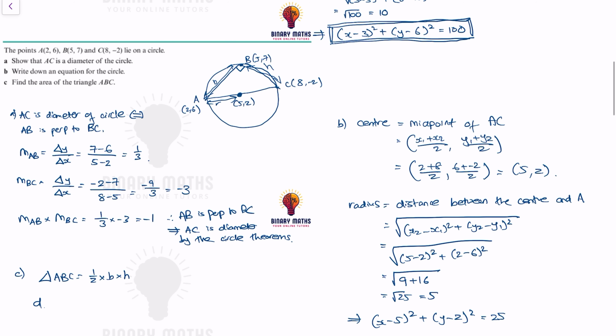So the distance between A and B is equal to 5 take away 2 squared plus 6 take away 7 squared, which is equal to 3 squared, 9, plus 1 squared, which is 1, which is equal to square root of 10. Okay, the distance between A and B is square root of 10.